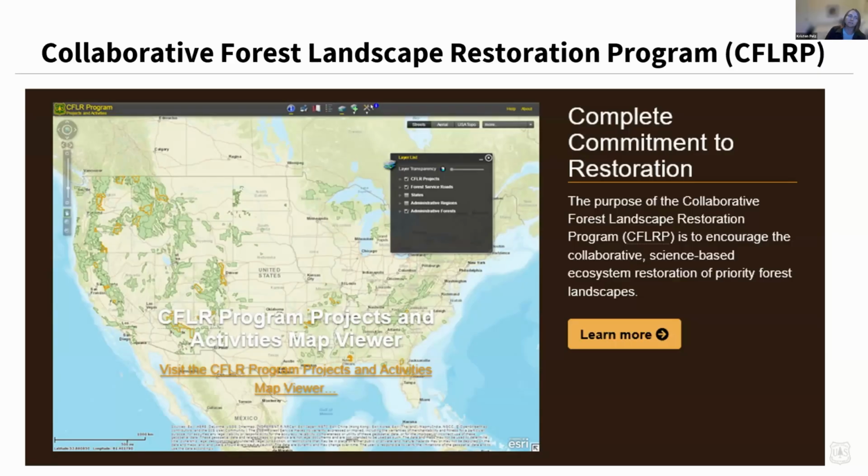To apply for these, you need to have a collaborative group with common restoration objectives, and it needs to be partly led by outside entities. There's a real focus on local, social, economic, and ecological conditions and restoring these conditions to an appropriate place.